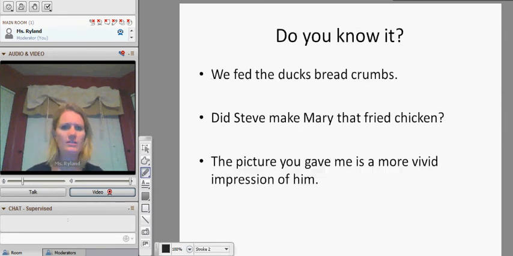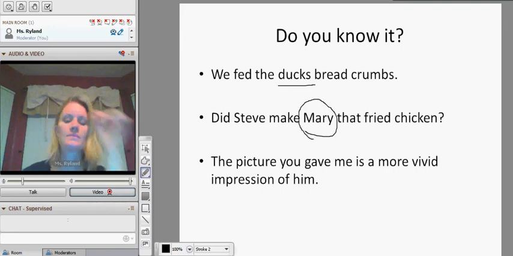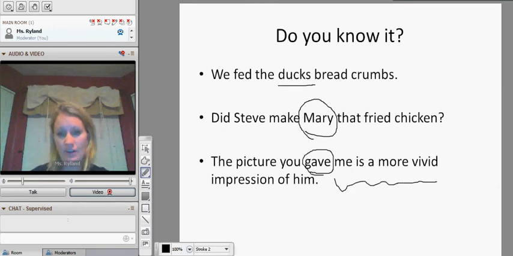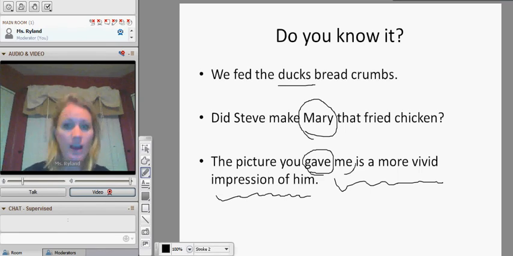So let's look at some more examples. We fed the ducks breadcrumbs. We fed who the breadcrumbs? Ducks. Did Steve make Mary that fried chicken? Did Steve make fried chicken for who? Mary. And the picture you gave me is a more vivid impression of him. Now this is a little tricky because look, here's our action verb. So it has to be something after the action verb. The picture you gave who is a more vivid impression? Me. Me is the indirect object.